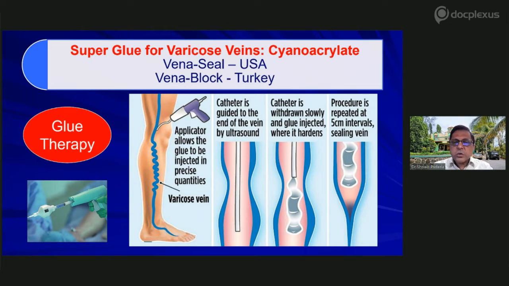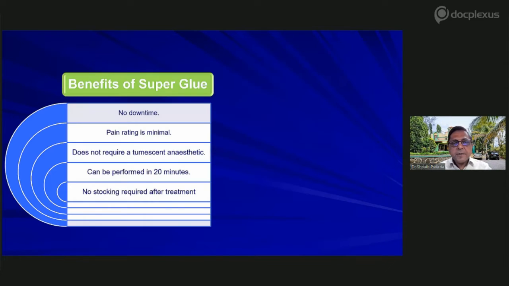So just like I showed you earlier, you introduce a catheter under local anesthesia into the vein. Here also you introduce a catheter into the vein, and then you inject this glue. This is all done under ultrasound therapy. So glue basically is a very simple procedure to do, and unfortunately, it has some, of course, some effects.